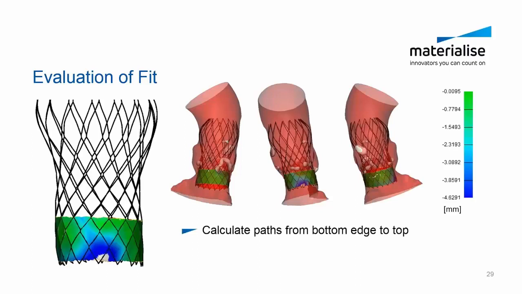What we then have is a distance map, which you can see a bit as a topographical map. And what we try to find in this map is valleys, so paths between bottom and top through which flow could actually occur. And we calculated those flow measurements and compared them to the regurgitation measurements that were performed post-implantation.